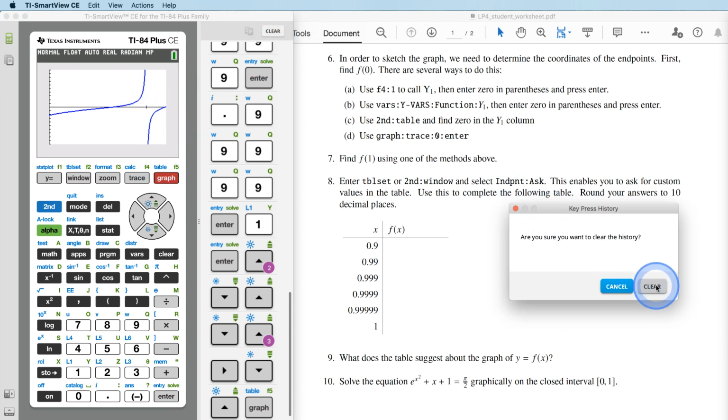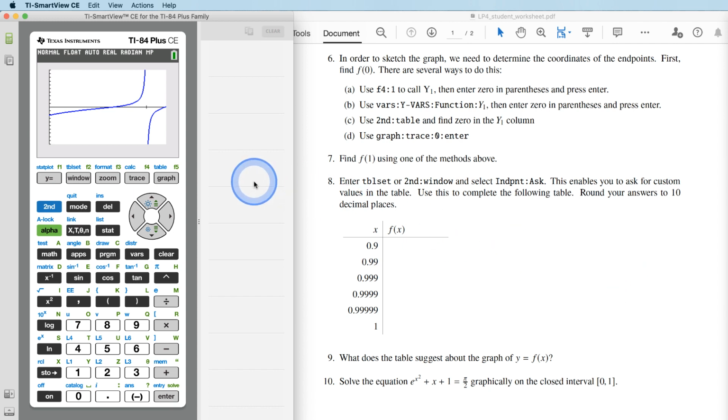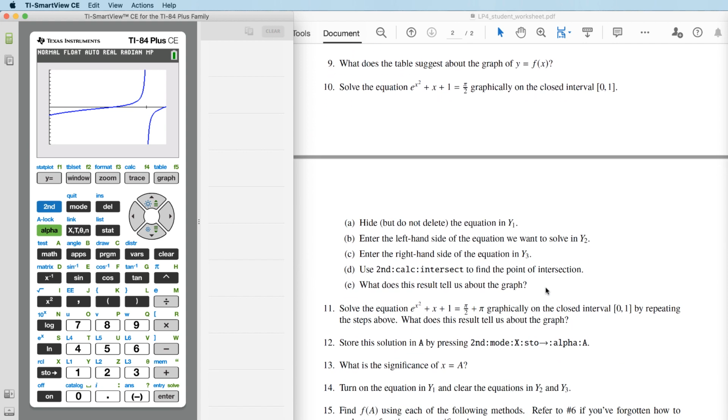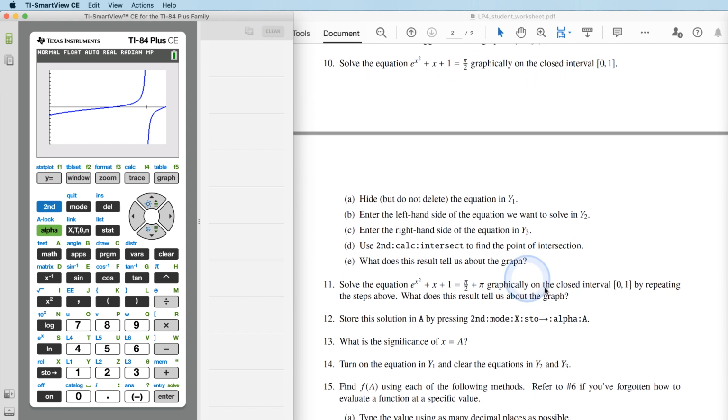Okay, let's clear our key press history and look at question number 10. Solve the equation e to the x squared plus x plus 1 equals pi over 2 graphically on the closed interval from 0 to 1. And we have some suggestions here on how we're going to go about doing that.